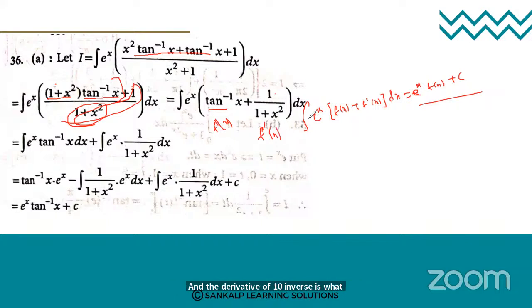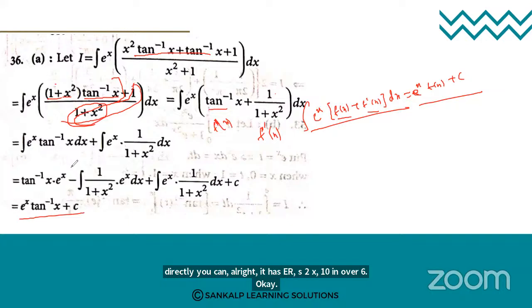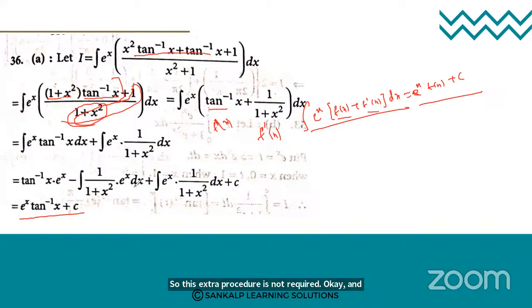So again it is in the form of e raised to x, f of x plus f dash of x, dx. On simplifying we get directly, so it is better to directly make use of the formula. This is f of x and this is f dash of x. So directly you can write it as e raised to x tan inverse x. This extra procedure is not required. Directly you can make use of the formula and simplify it. Here they have used by parts for this term, but it is not required.